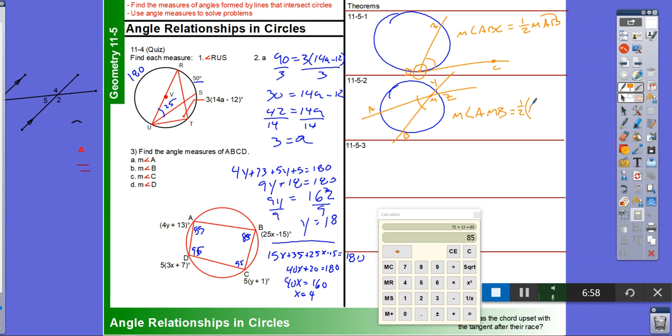It's going to be 1/2 the measure of arc AB plus the measure of arc YZ. All right, so to recap, these angles are the same, aren't they? Because they're vertical angles. So it doesn't really matter. This angle or this angle will be half the sum of the two arcs. Okay, that's not too bad.